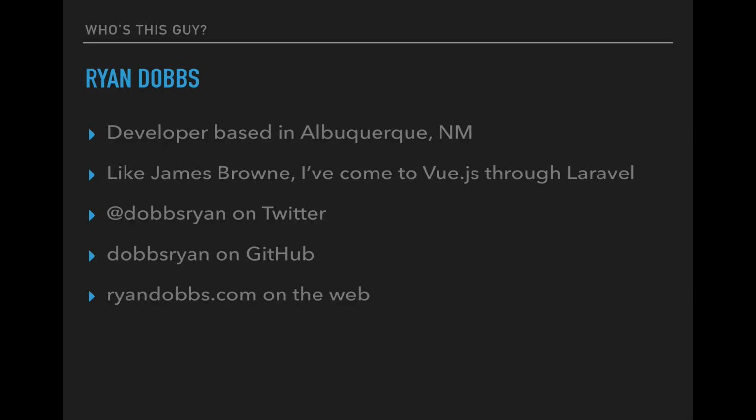So who am I? I'm a developer based in Albuquerque, New Mexico, like James Brown, whose format I'm borrowing for the beginning of this presentation and to whom I'll give credit shortly. I've also come to Vue.js through Laravel. On Twitter, I'm at DobbsRyan. On GitHub, DobbsRyan, and my website, ryandobbs.com.